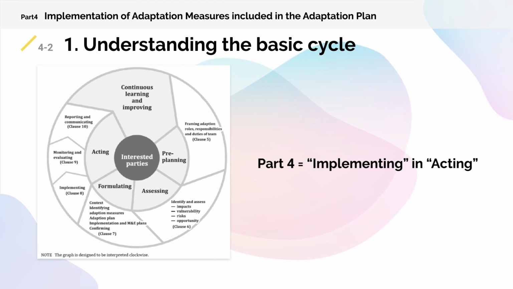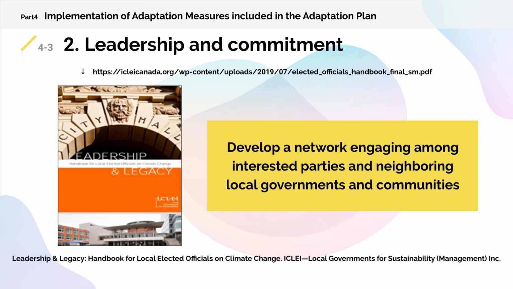The part that corresponds to Step 3 shown in the previous slide, in other words, Part 4, corresponds to implementing in the acting section shown in the figure. Henceforth, we will examine the contents necessary to proceed with implementing. Chapter 8 of ISO 14092 explains that the core decision-making team, which comprises the chief executive and department heads, must network with interested parties and adjacent local governments and communities to demonstrate leadership. This is an important aspect of leadership and commitment.